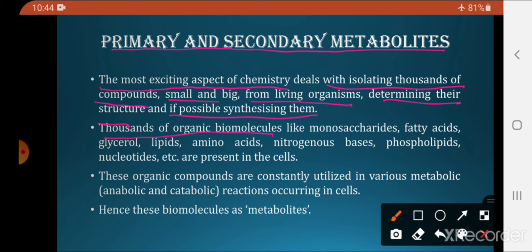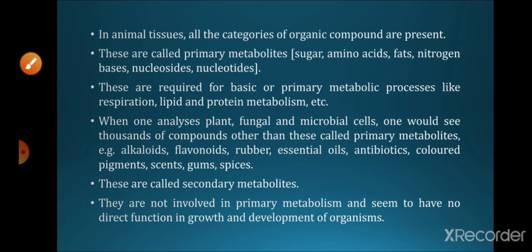Thousands of organic biomolecules like monosaccharides, fatty acids, glycerol, lipids, amino acids, nitrogenous bases, phospholipids, nucleotides are present in the cell. These organic compounds are constantly utilized in various metabolic, that is anabolic and catabolic, reactions occurring in the cells. And hence these biomolecules are called metabolites. So as these biomolecules are constantly utilized in various metabolic reactions occurring in the cell, what are they called? They are called the metabolites.